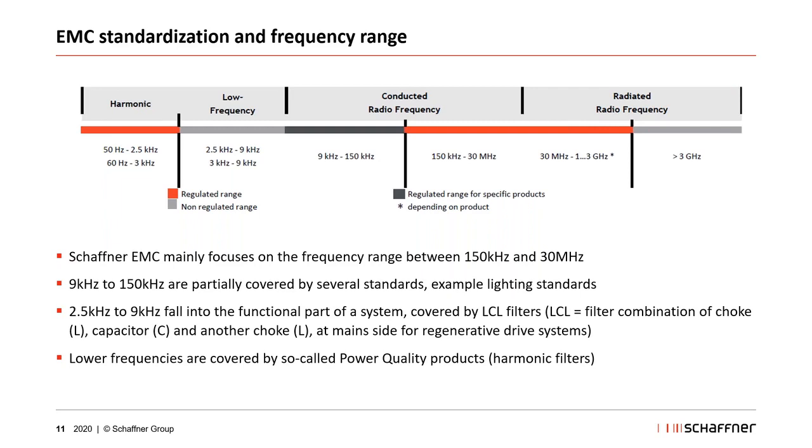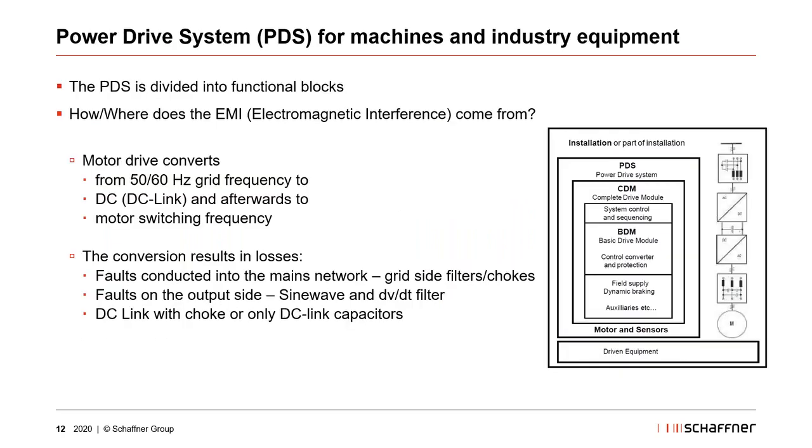One step lower in frequency, we as the Schaffner group are able to cover so-called harmonics. These are harmonics of 50 hertz or 60 hertz, which is the grid frequency. And this is covered by our power quality products. So this is all about the frequency range.